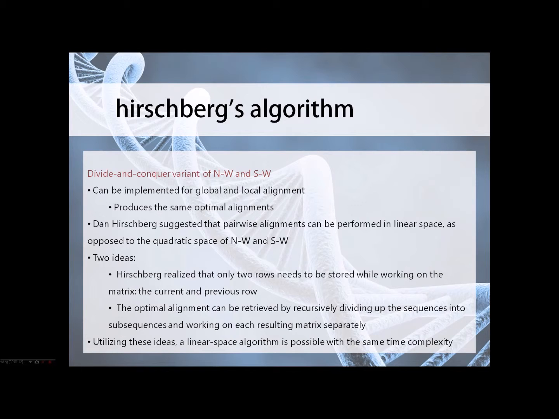The second idea is that an optimal alignment can be retrieved by recursively dividing up the sequences into subsequences and working on each resulting matrix separately. And by utilizing these ideas, a linear space algorithm is possible with the same time complexity as NW.